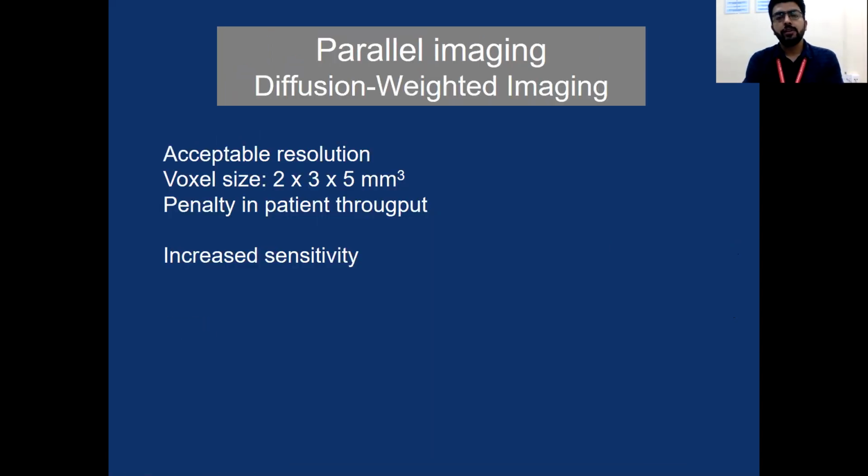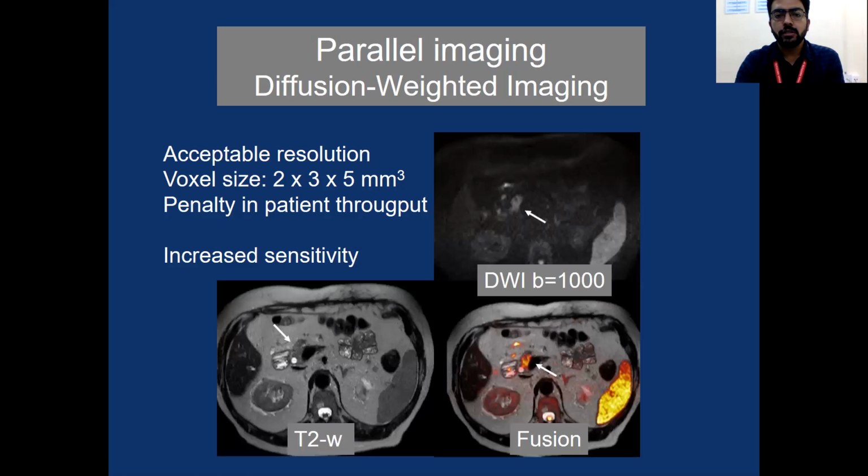With parallel imaging, we also do diffusion weighted imaging in the case of pancreas and bile duct, with acceptable resolution, voxel size of 2 by 3 by 5 mm cube, and then a penalty in patient throughput. Increased sensitivity is seen. This is the axial image of diffusion weighted imaging at a b value of 1000. This is T2 weighted imaging, and this is the fusion of both diffusion weighted imaging and T2 weighted imaging. This is the fusion image that is created.